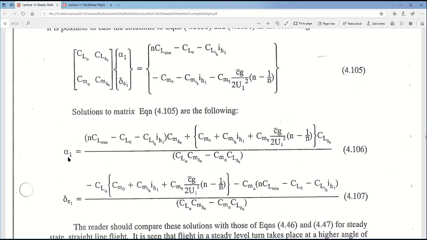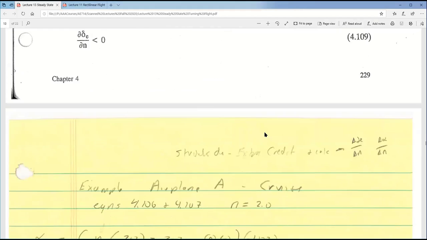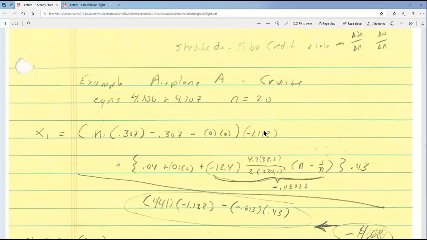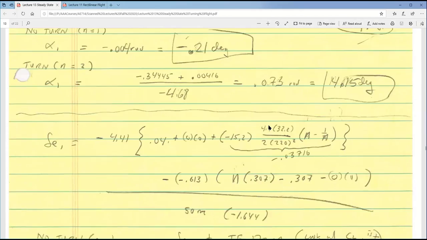And when you plug in numbers, I want you to leave n as a variable. Plug in all the other numbers and calculate the numbers that go in here, but leave n as a variable because I want to plug in n equal 1, and I want to plug in n equal to 2. Everybody on the same page here? All right, so we need the numbers from the back of the book. Appendix, this is airplane A. In cruise, there's the answers.